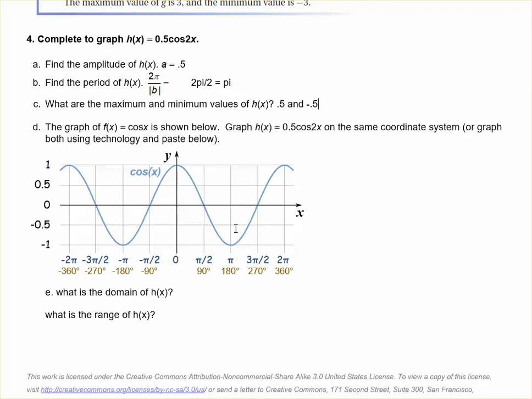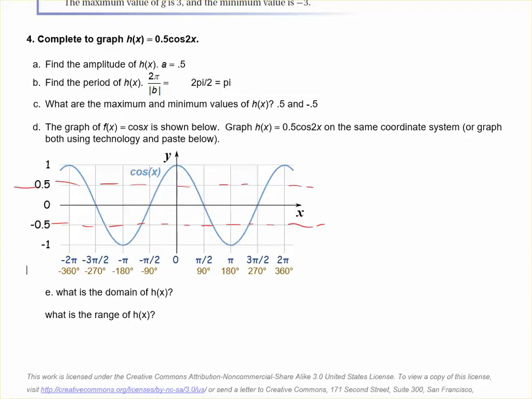So here's the graph of cosine of x. We're going to use the same thing, and I'm going to use a pen tool to make this a little bit easier. And I'll use a different color. I'll use red. Okay, let's put some marks on here. I know that it's going to have a maximum and minimum of 0.5, so it's going to curve back and forth between those dashed red lines I put on here.